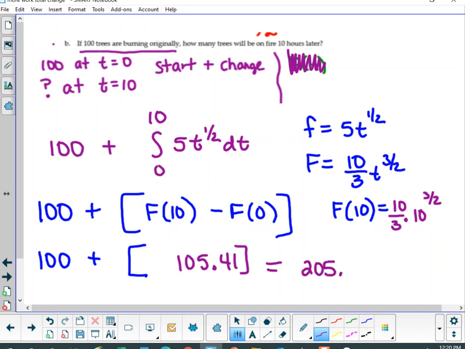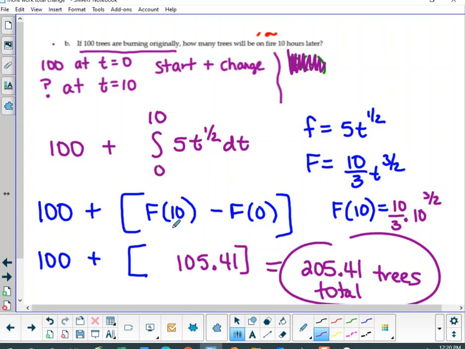So total trees. Okay. So we are starting with 100, and then the change between these two points is another 105. The first type of total change problem is we're just calculating change between point A and point B, between this time and this time.